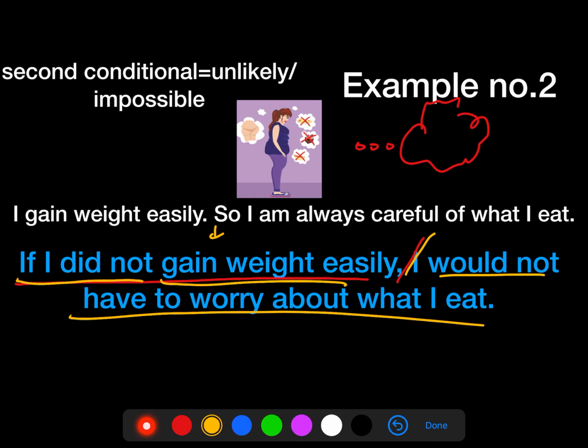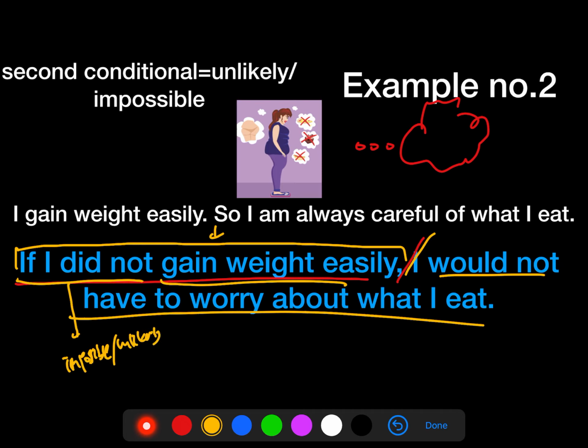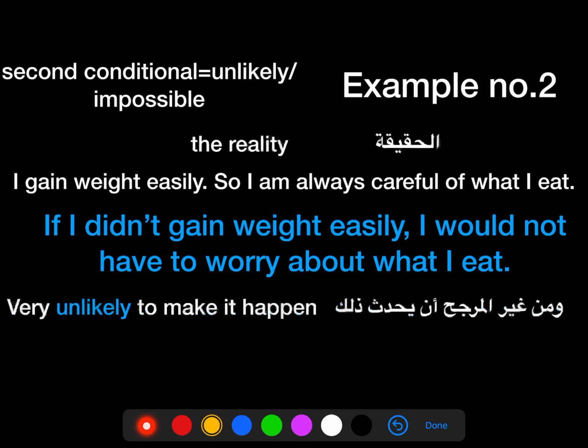So this is the condition, but impossible or unlikely. This is the unlikely condition. And then I would not have to worry about what I eat. Then she would not worry about what she eats, like that. So that's why we use the second conditional in this context. Then how do we structure it?